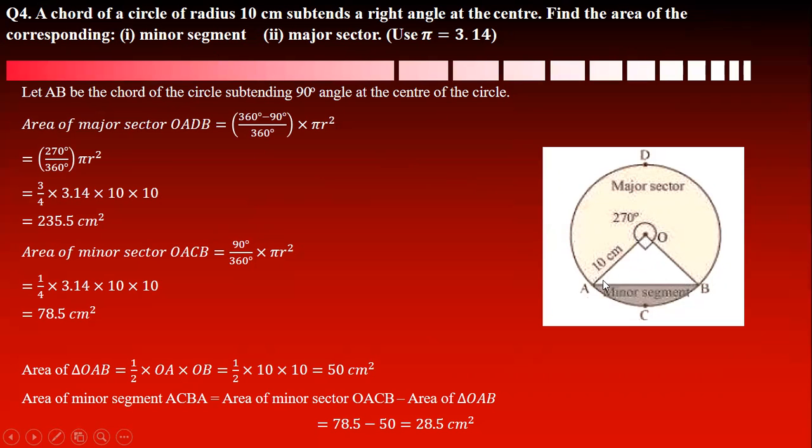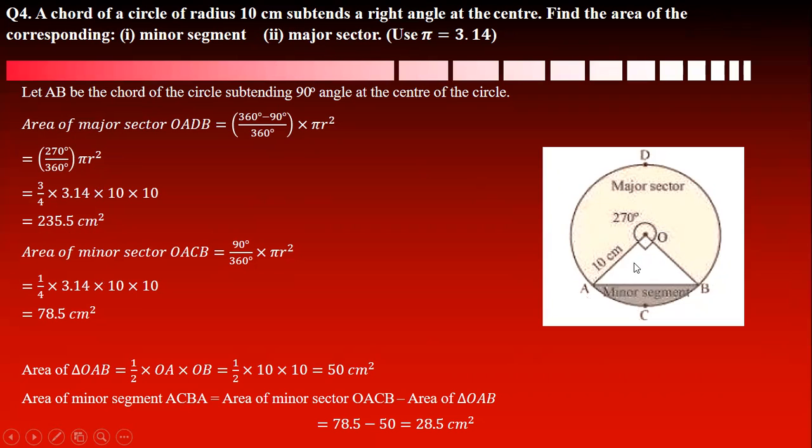So minor sector OACB will be 90 degree. Now for finding the major sector, we have to take OADB. So what is the angle over there? Total is 360. Subtract 90, we will get 270. So 270 by 360 into pi r square. So 235.5 centimeter square will be the area of the major sector. So we have found the second part.